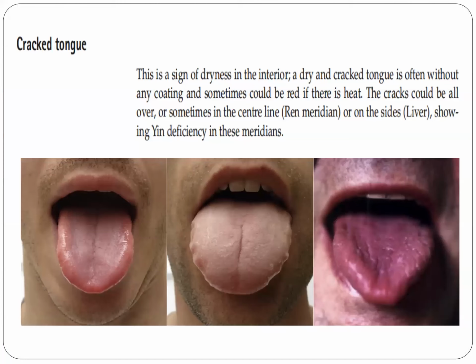Now let's talk about tongue signs. First is the cracked tongue. This is a sign of dryness in the interior. A dry and cracked tongue is often without any coating and sometimes could be red if there is heat, as illustrated below. The cracks could be all over or sometimes in the center line, as in the heart meridian, or on the sides, in the liver, showing yin deficiency in these meridians.